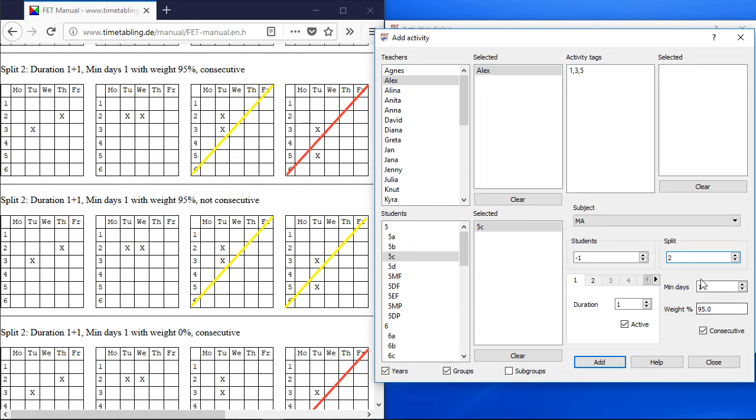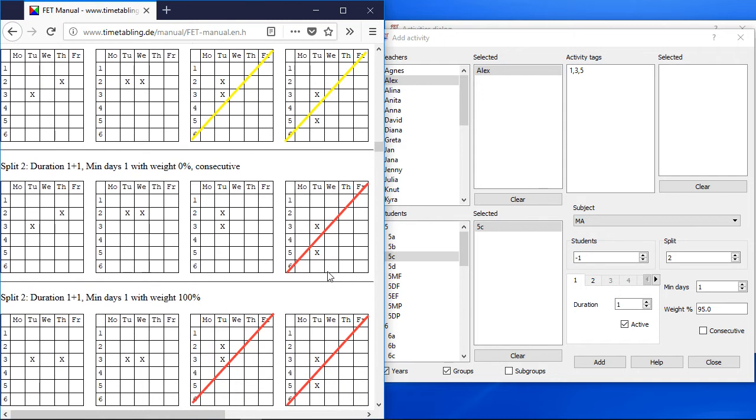What will happen if the consecutive flag is unchecked? Of course the left 2 examples are still preferred. PhET still tries to avoid the 2 activities on the same day, but this time it might happen that both activities are not consecutive on the same day. Maybe you have activities that are allowed to be placed on the same day, they just should be consecutive on that day, but PhET doesn't need to spend computing power on avoiding such consecutive activities. In that case just reduce the weight down to 0% and keep the consecutive flag checked.